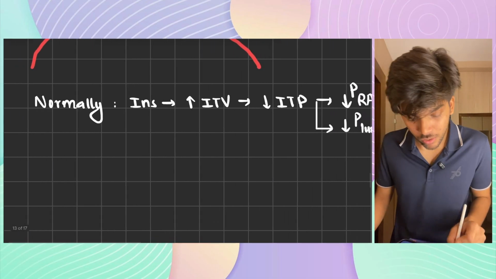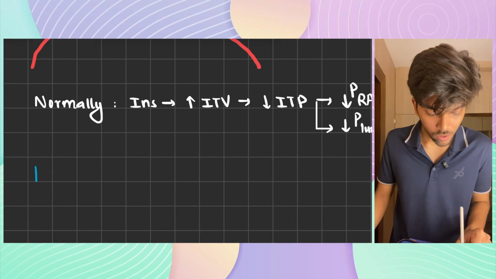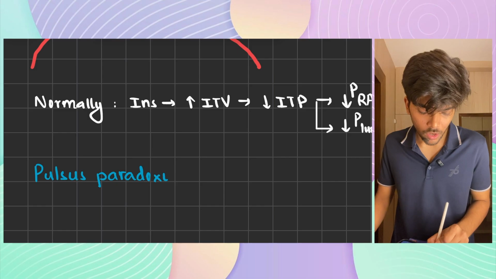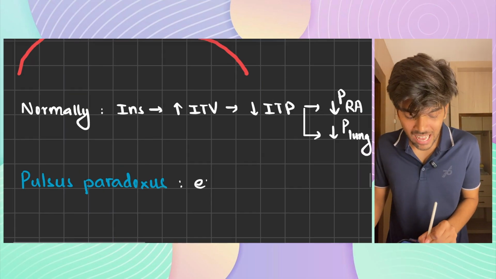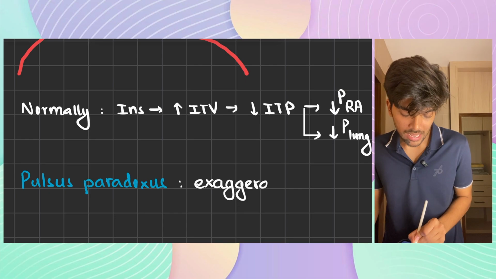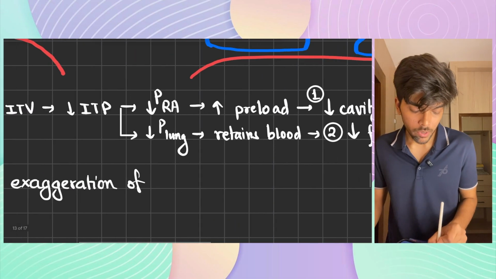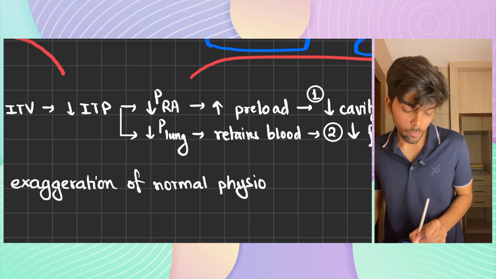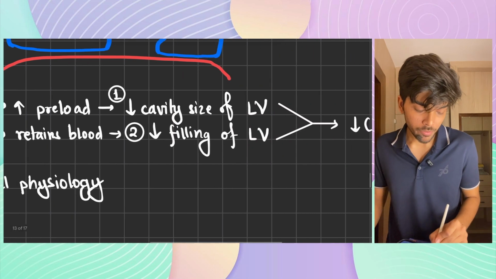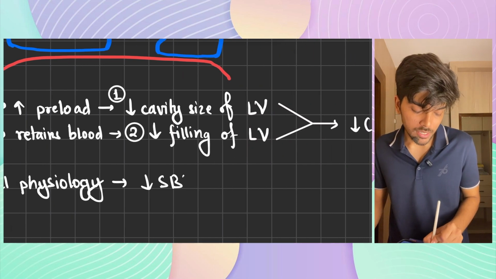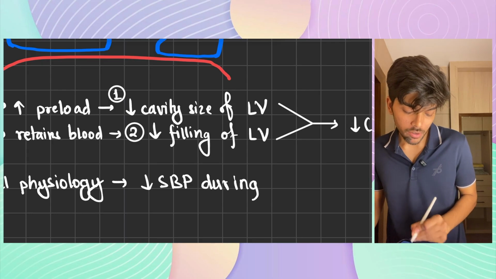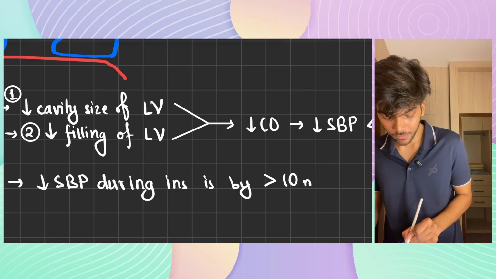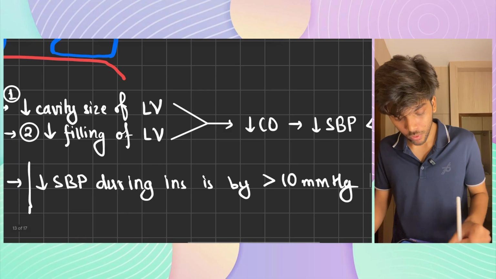While in pulsus paradoxus, what you get is the same thing. It is nothing but the exaggeration of normal physiology. So instead of a drop in systolic blood pressure by less than 10 mm of Hg, the drop in systolic blood pressure during inspiration is by more than 10 mm of Hg.